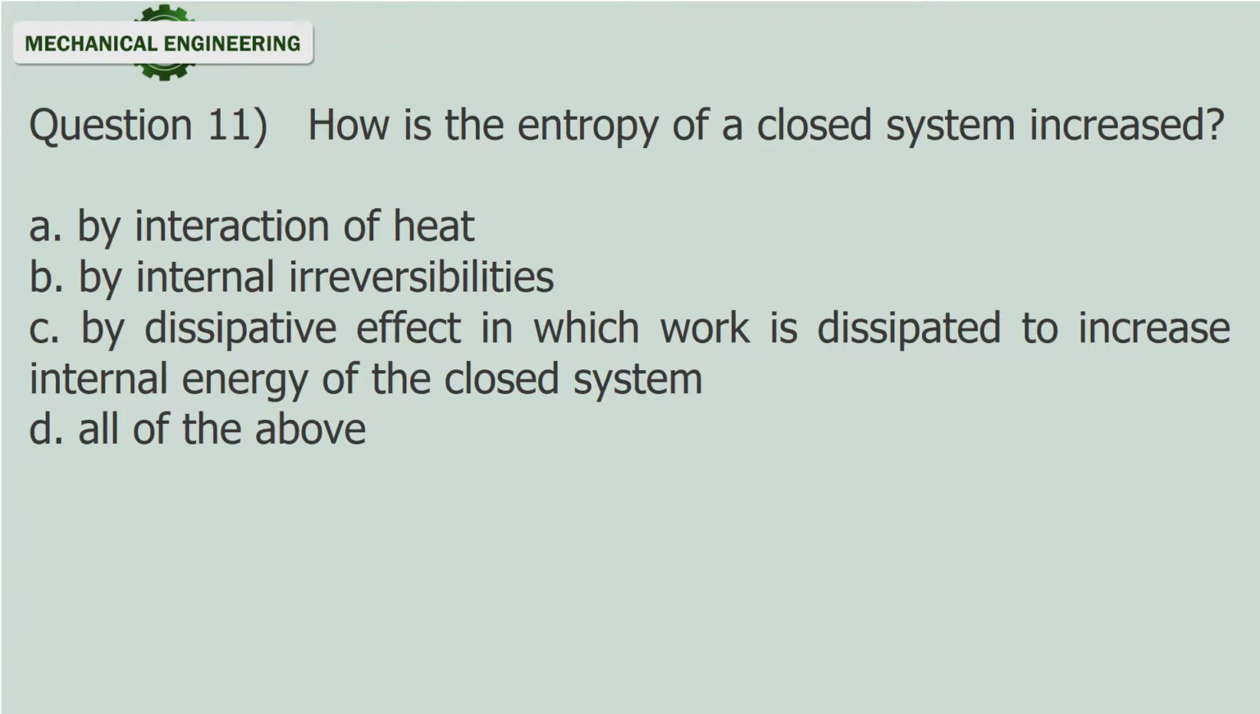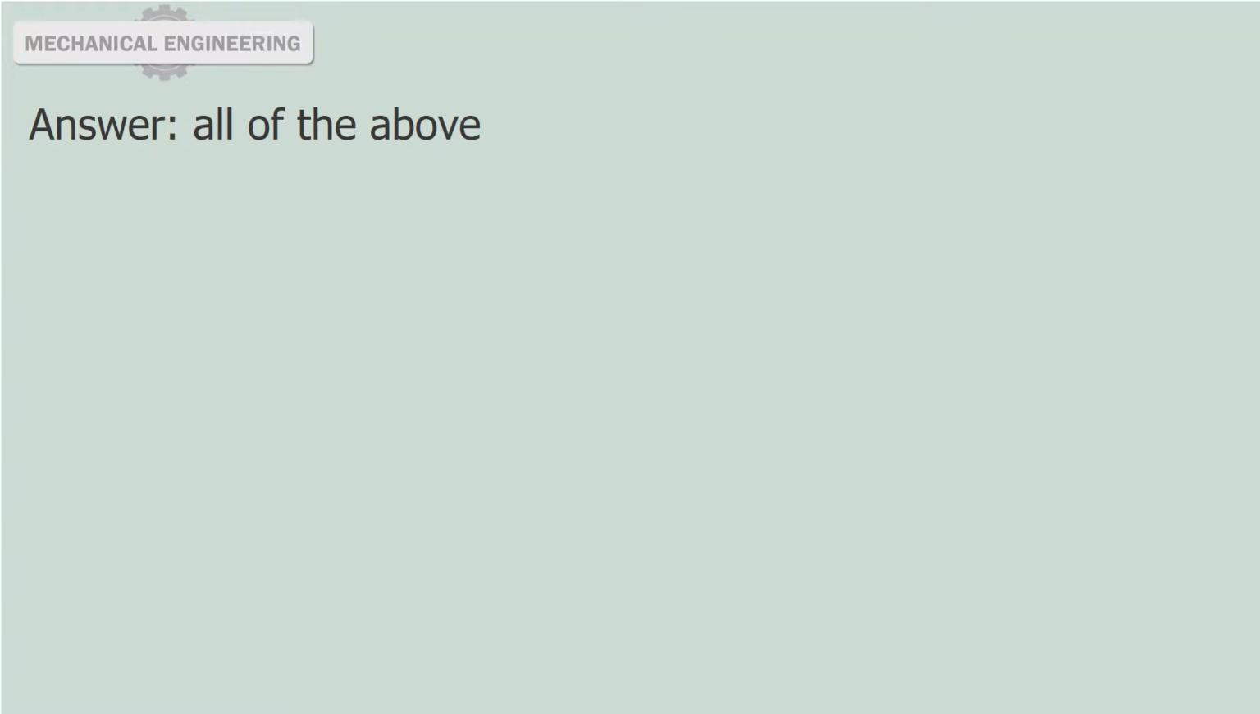Question 11. How is the entropy of a closed system increased? A. By interaction of heat. B. By internal irreversibilities. C. By dissipative effect, in which work is dissipated to increase internal energy of the closed system. D. All of the above. Answer: all of the above.